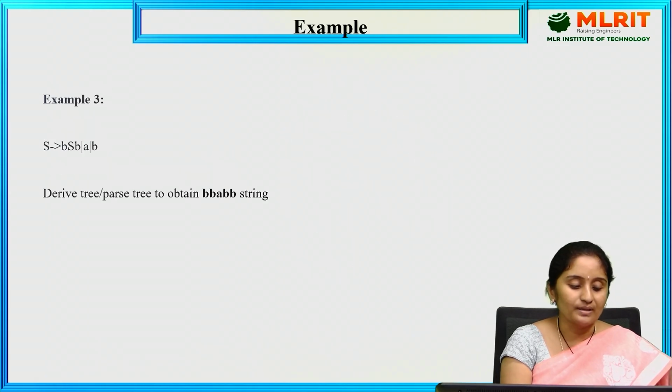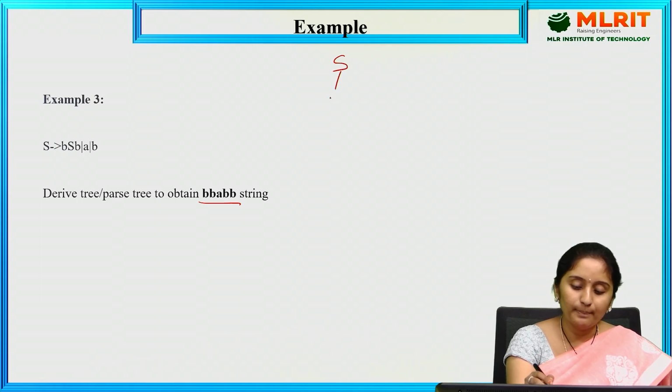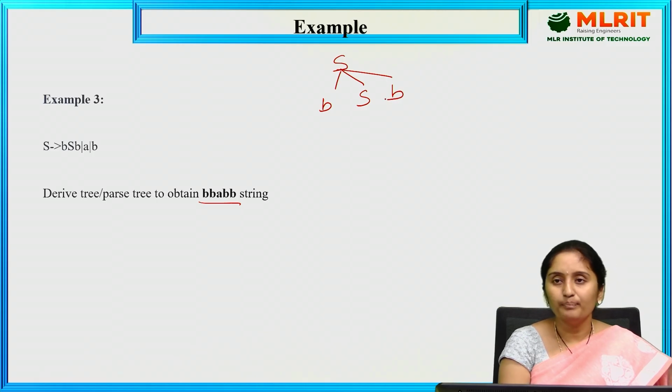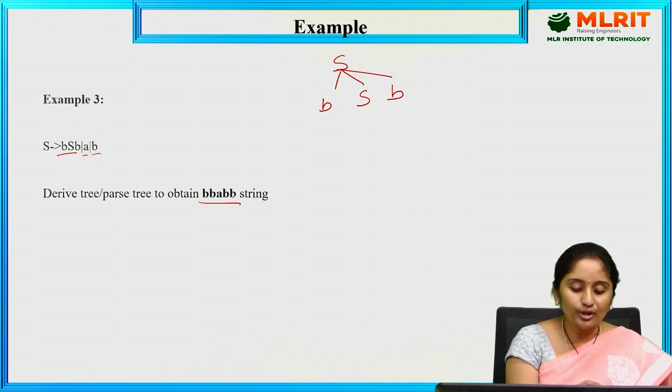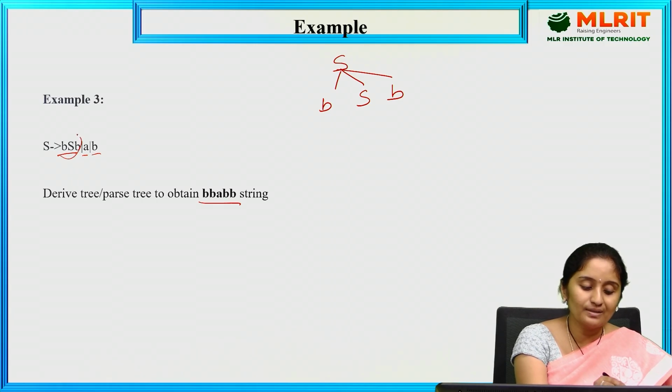So the next one is S produces B S B or A or B. Derive the string BBABB. S is my start symbol. So what I am having here is B S B. I can take this production or this production or this production. But I need to generate the BBABB string. So in order to generate this, I need to take this production.